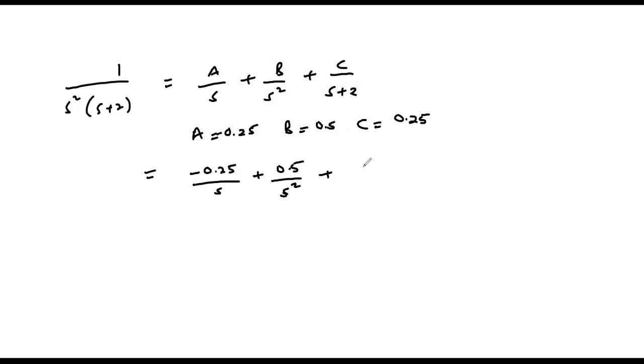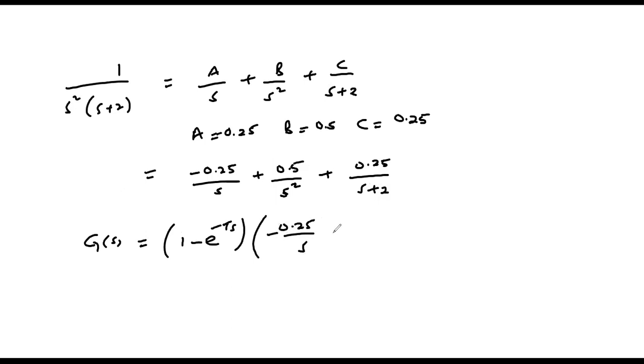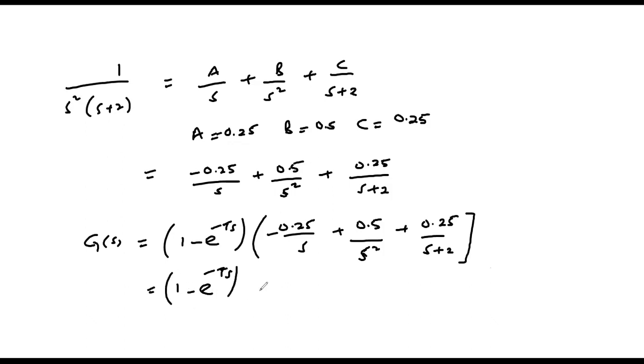That means we can proceed and write our transfer function as negative 0.25 over S plus 0.5 over S squared plus 0.25 over S plus 2. The open loop transfer function can now be written as G of s equal to 1 minus exponential negative Ts multiplied by negative 0.25 over s plus 0.5 over s squared plus 0.25 over s plus 2, which you can also write as 1 minus exponential negative Ts. Then we factor out 0.25 into negative 1 over s plus 2 over s squared plus 1 over s plus 2.